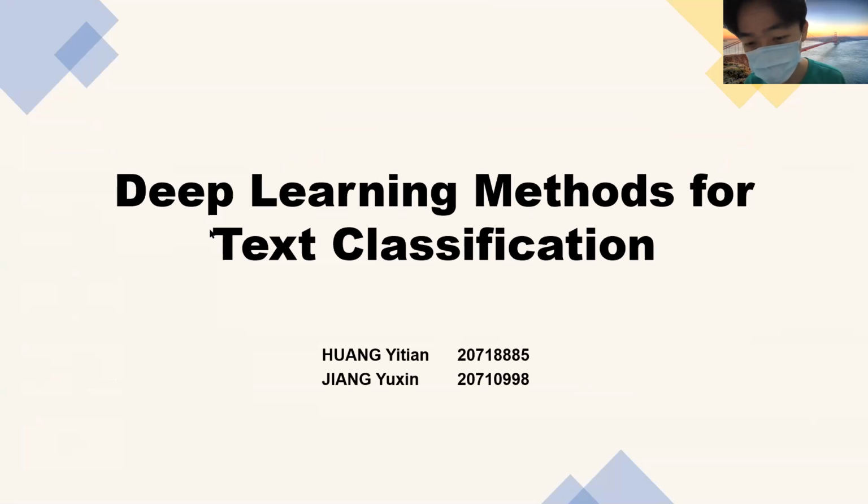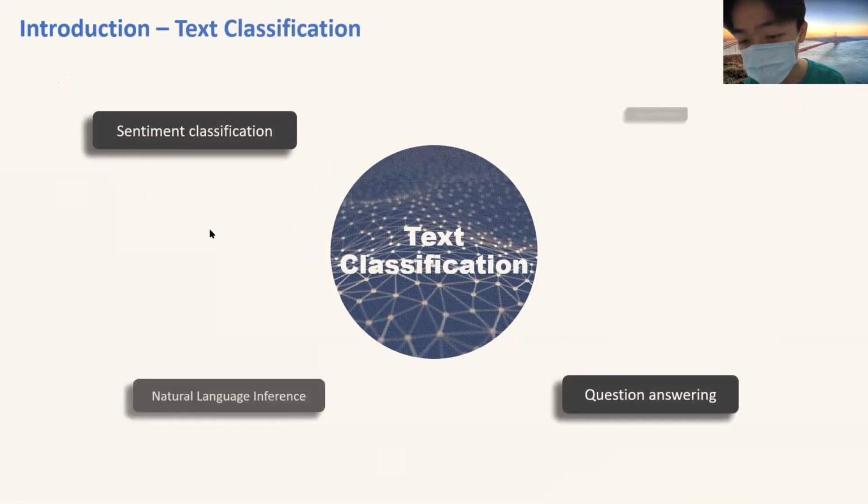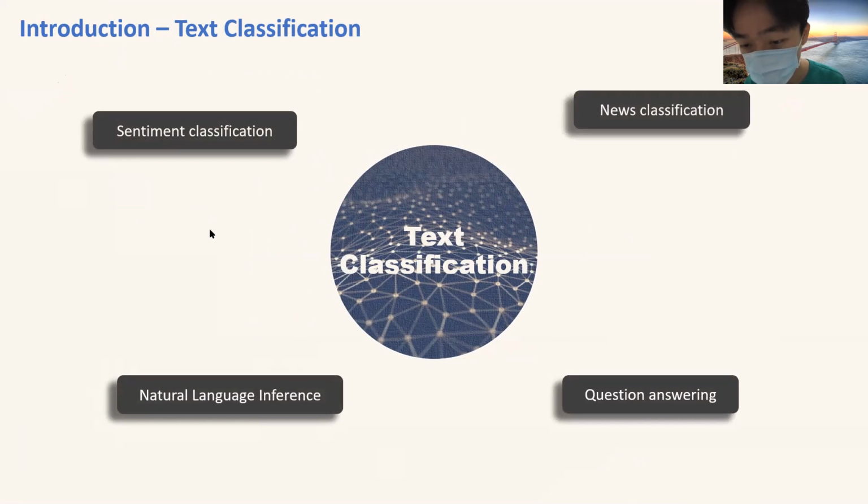Hello, ladies and gentlemen. Our project is deep learning methods for text classification. First, I will introduce the task of text classification. Text classification is one of the fundamental tasks in NLP. The goal is to assign labels to texts.